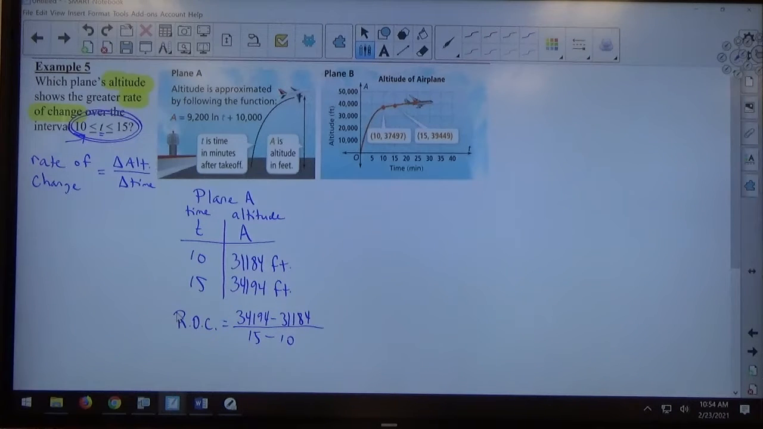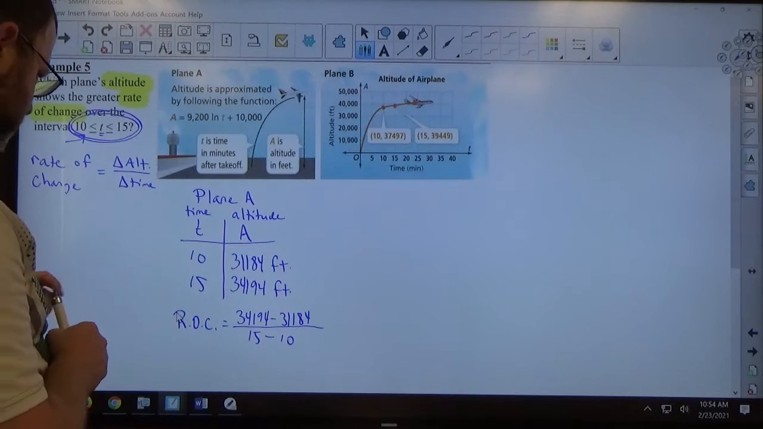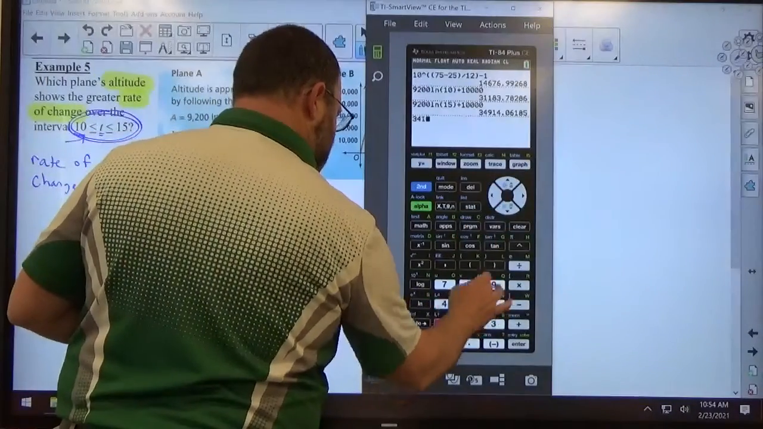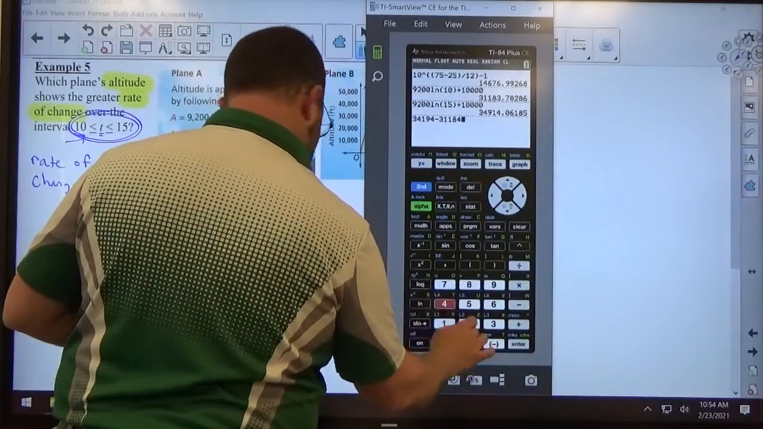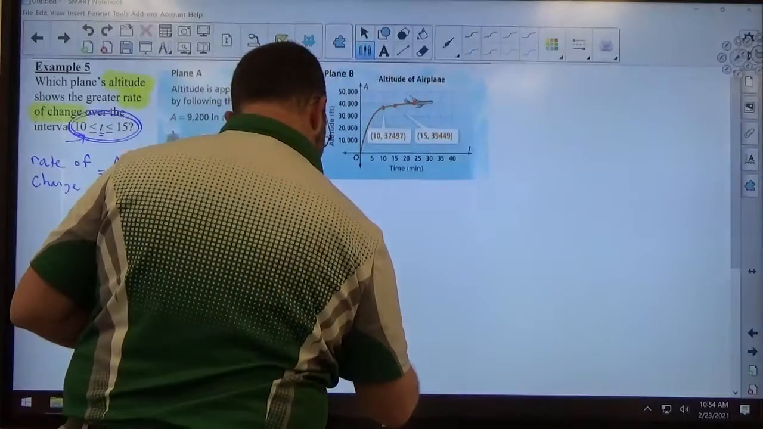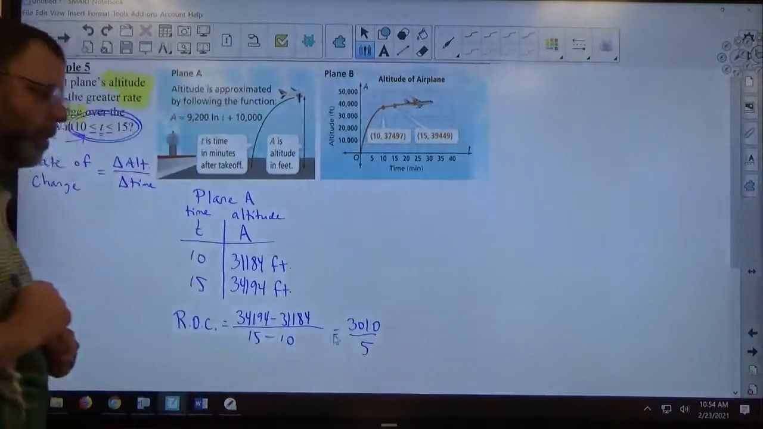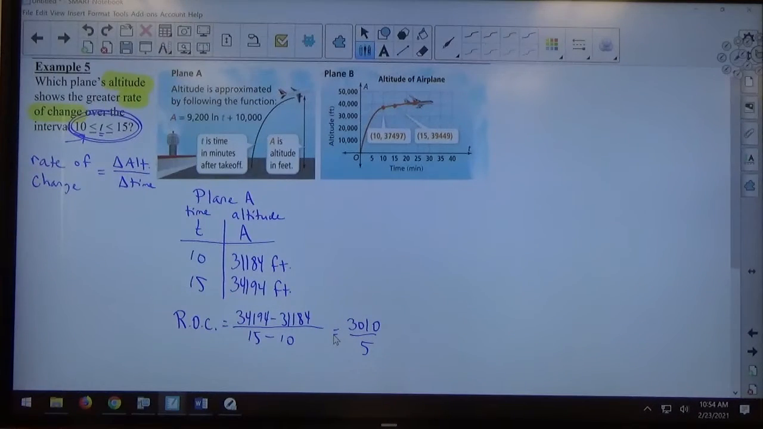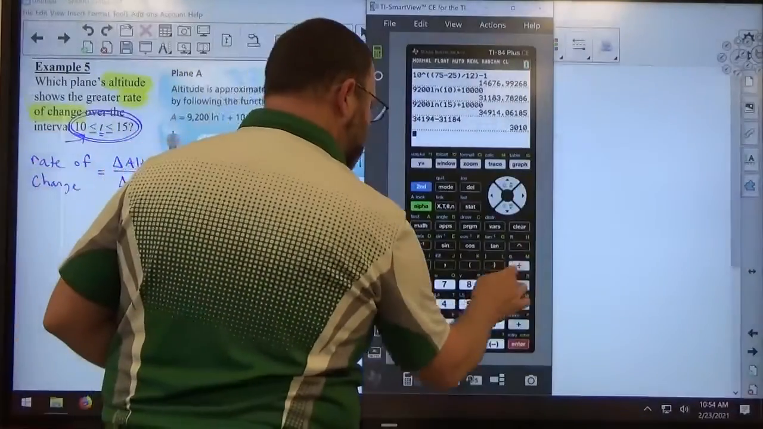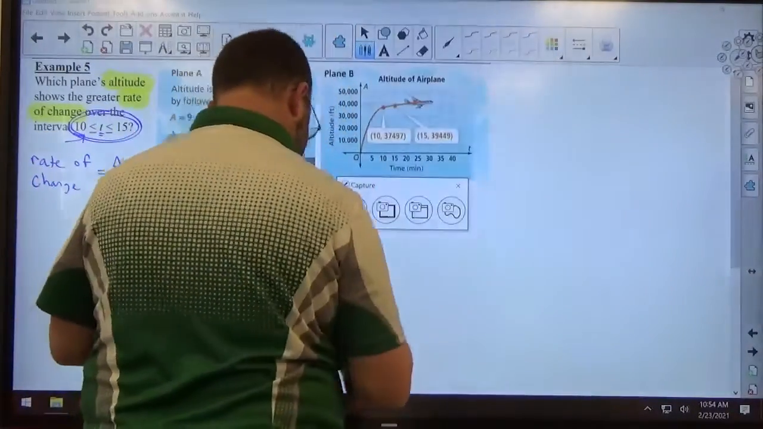Okay. 34,194 minus 31,184 is 3,010, I believe. Let me just do that on the calculator to verify. 34,194 minus 31,184. Yeah, 3,010. 15 minus 10, of course, is 5. So if I divide 3,010 by 5, I believe it's 602. Divided by 5, yep, 602.